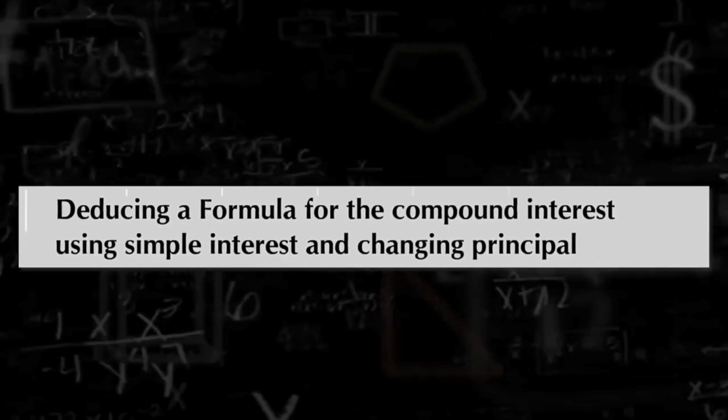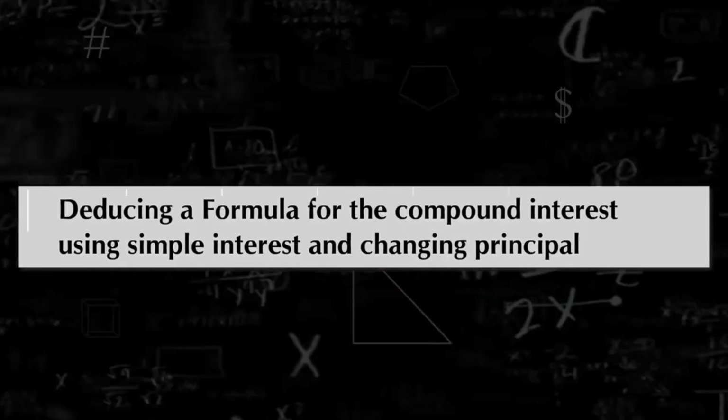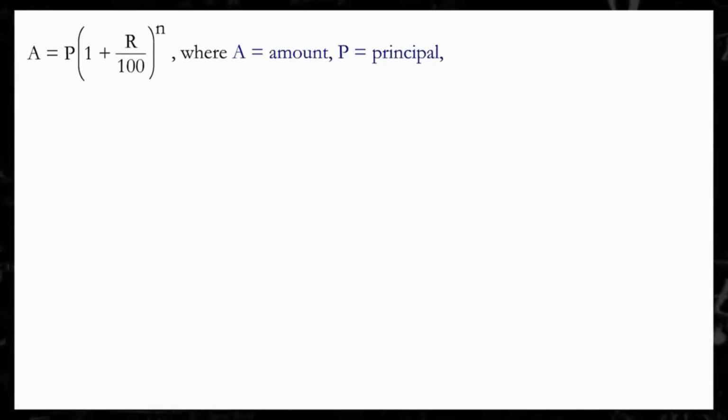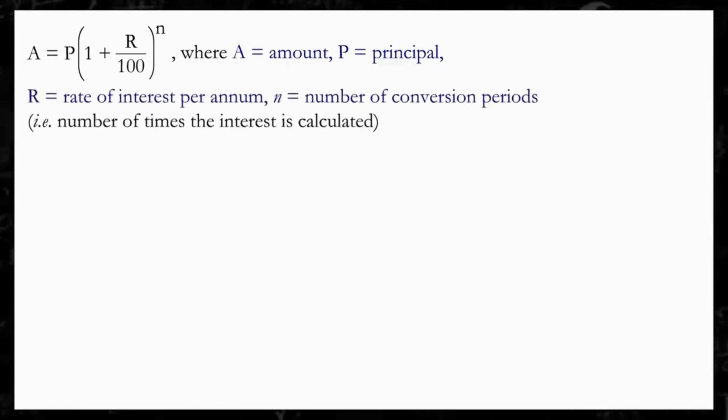Deducing a formula for the compound interest using simple interest and changing principal. A is equal to P into, in the brackets, 1 plus R upon 100, the whole raised to the power n, where A is equal to amount, P is equal to principal, R is equal to rate of interest per annum, n is equal to number of conversion periods, that is, number of times the interest is calculated.